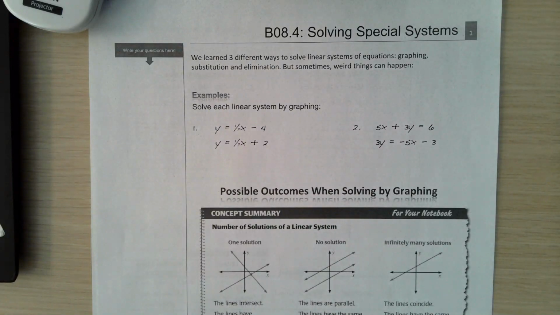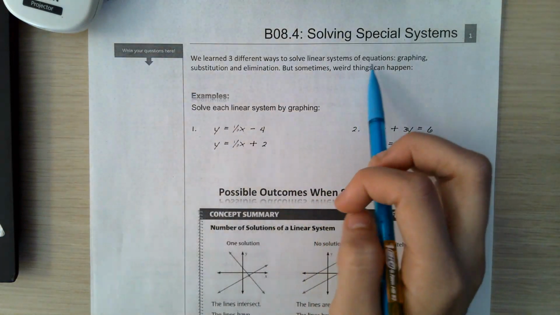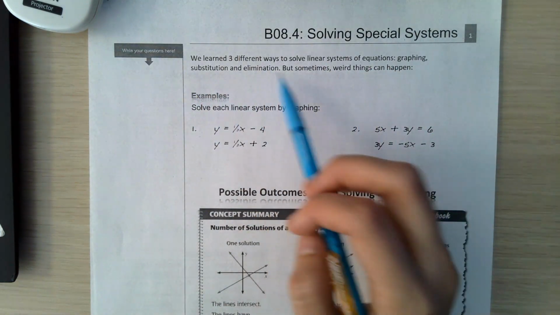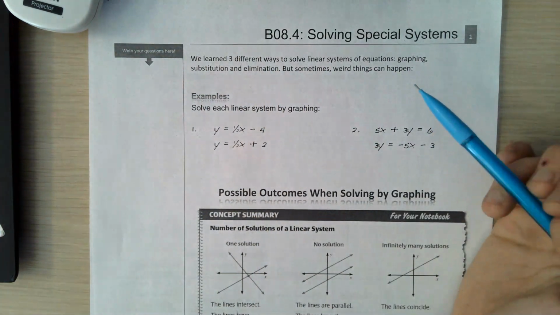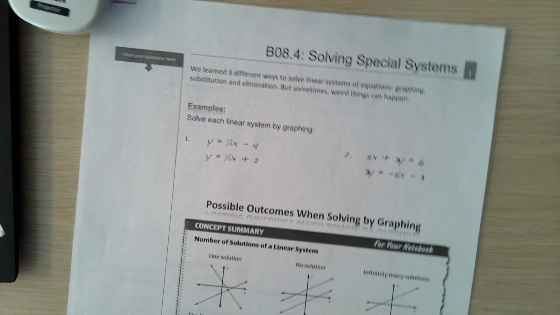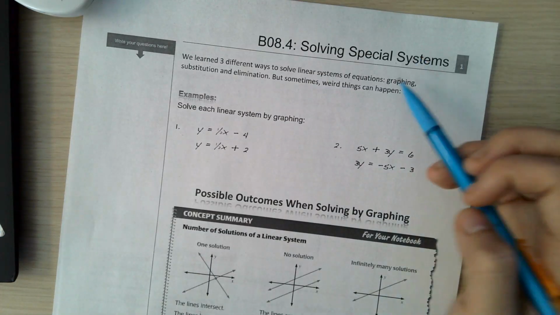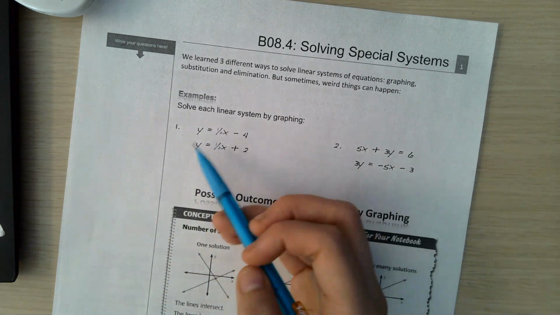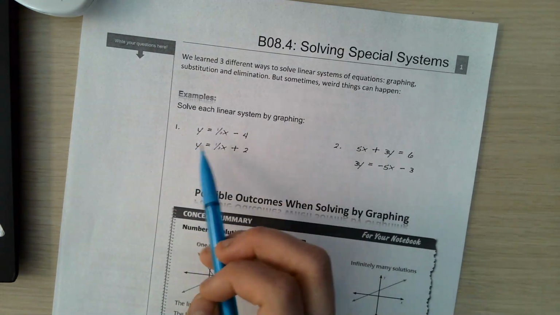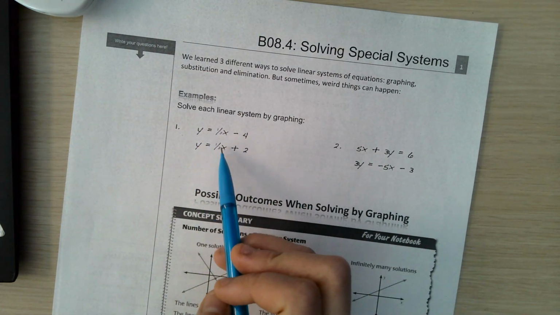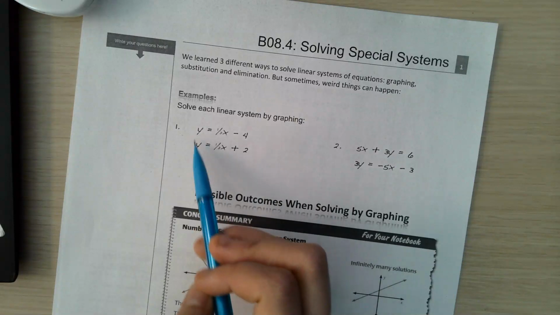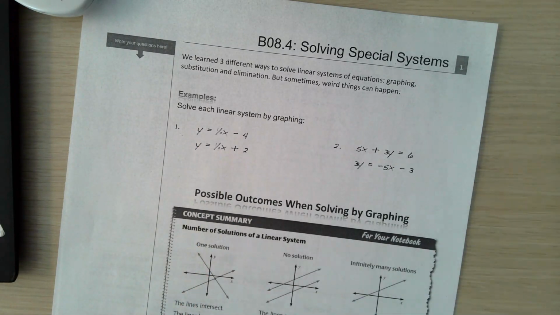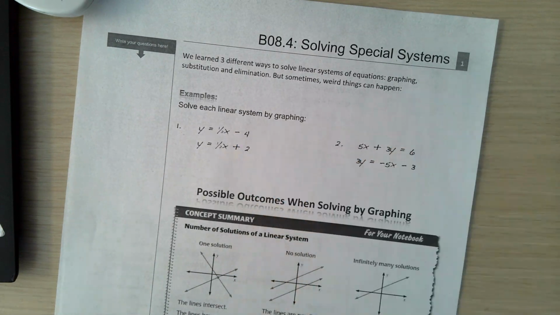Solving special systems. So previously you guys have done graphing, substitution, and elimination, but we're talking about different cases today. Just to remind you, a system is like multiple equations. This one has two variables and two equations, and we're going to find the intersection, or a value for x and y that will hopefully solve both of them.